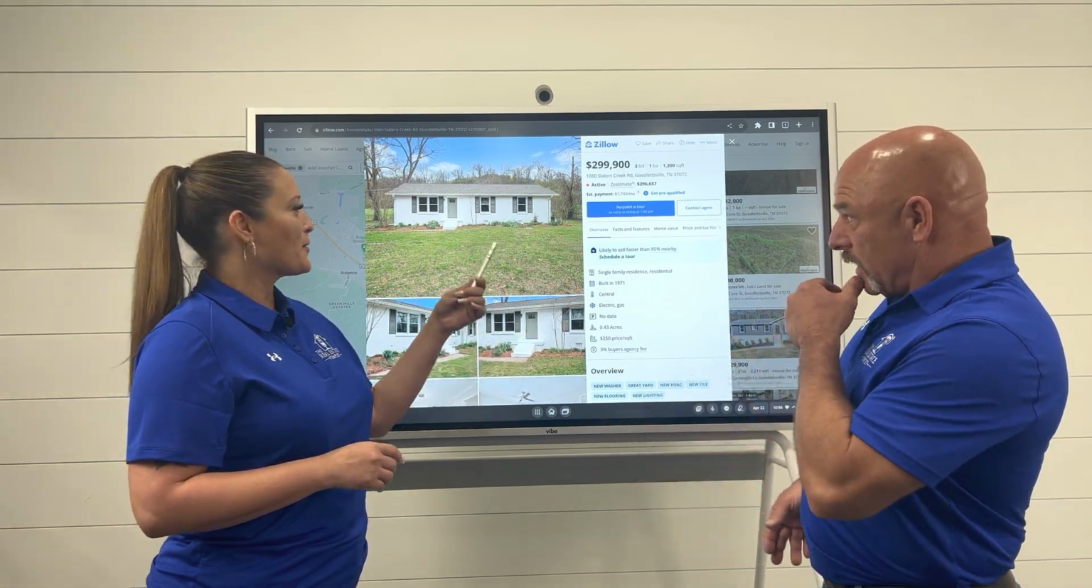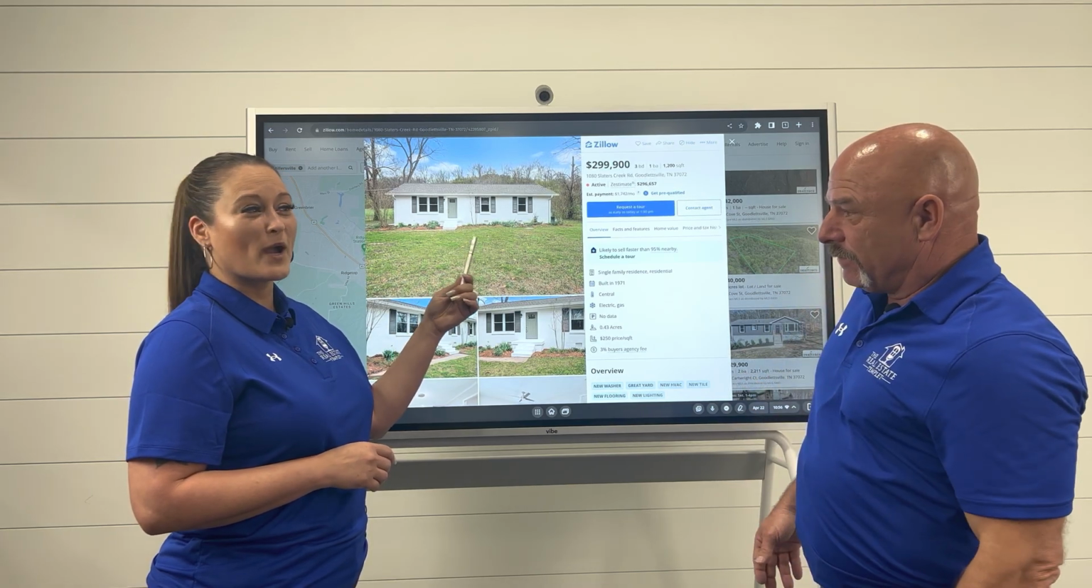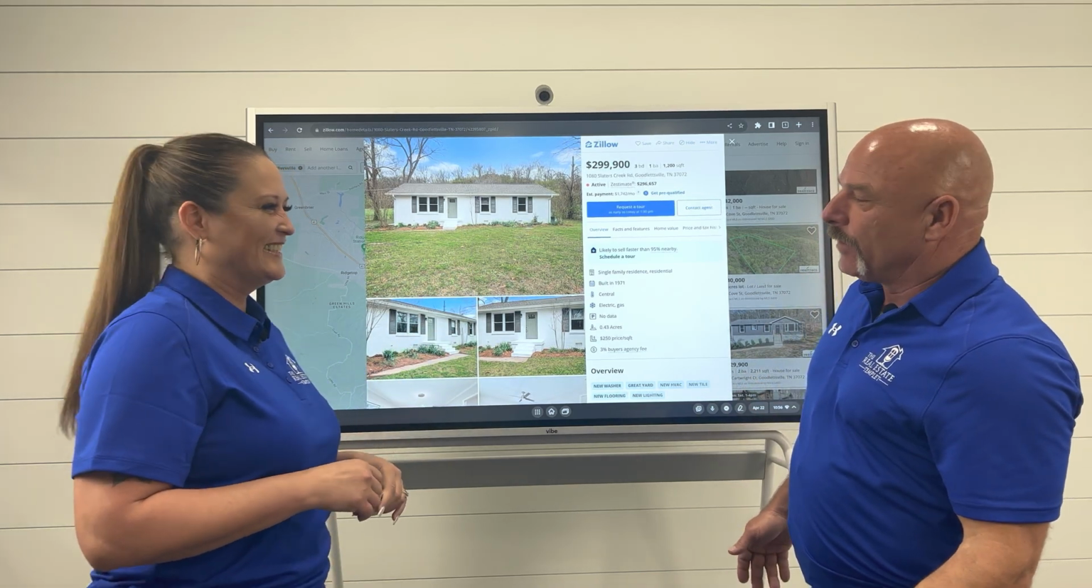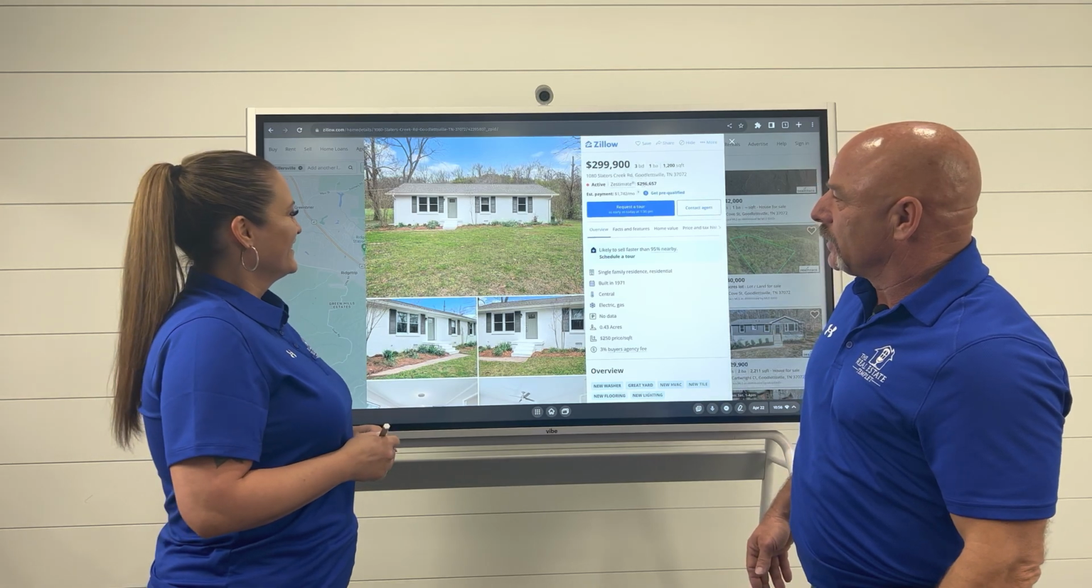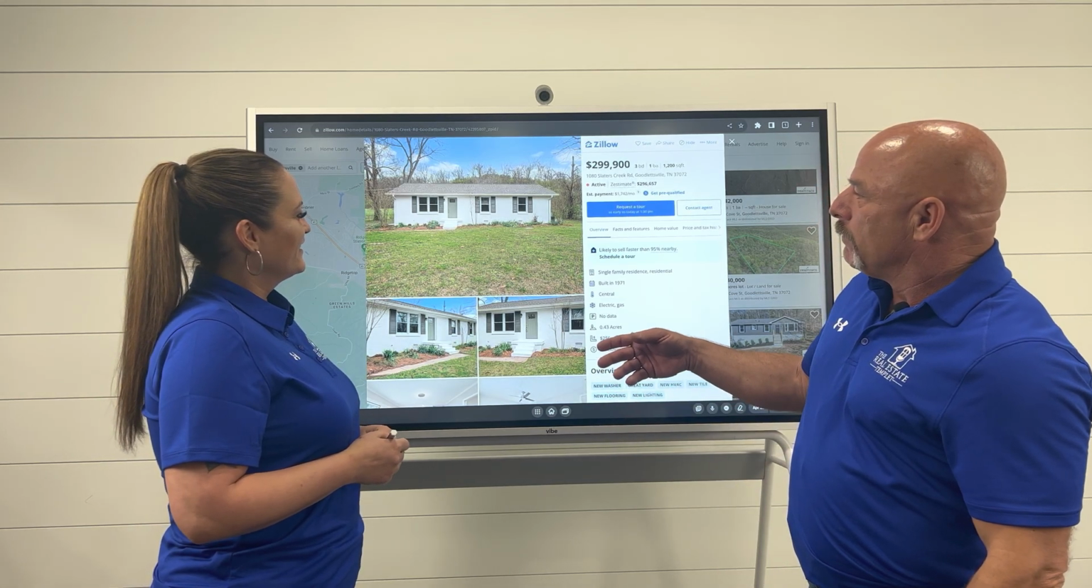Oh, I got to point something out. That's white brick, everybody. That is white brick. My wife is a fanatic for white brick. It just gets dirty for me. My wife is a realtor.